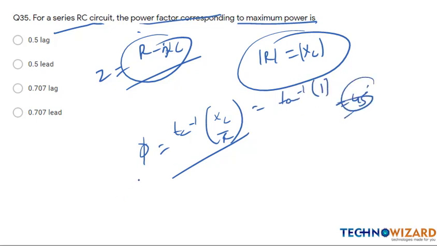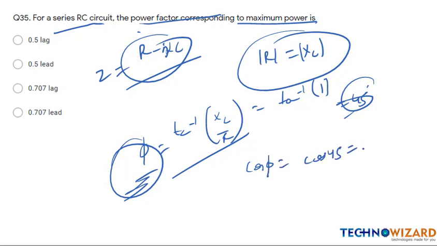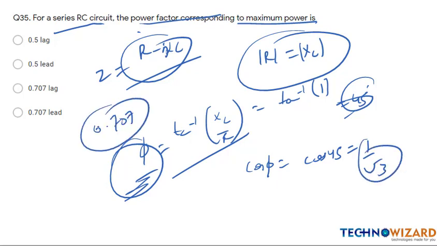Therefore, the angle between the voltage and current, phi, will be 45 degree. Now we know that the power factor is given by cos phi, and cos 45 is given as 1 by root 2, which is equal to 0.707. Now the main thing is whether this will be lag or lead. For a capacitor, this will always be leading. If it is an inductor, this will be lagging. Okay, therefore option D is the correct answer here.